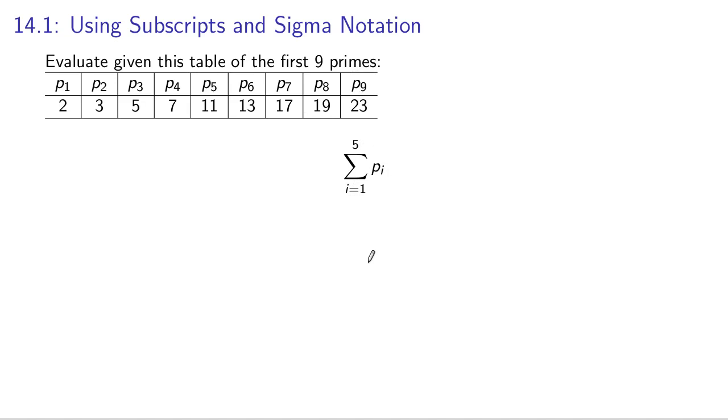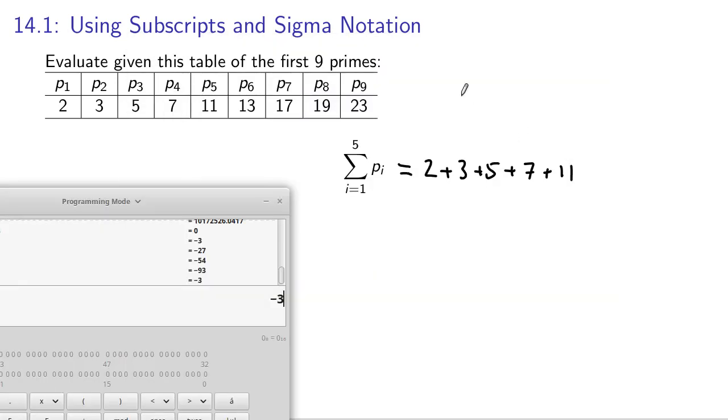So we'll start here with the sum from I is 1 to 5 of p sub I. So that's just adding the first 5 prime numbers: 2 plus 3 plus 5 plus 7 plus 11. So to evaluate, we need to add those up. It doesn't say expand, so we need to pull out a calculator. Expand would just mean expand the sum. Evaluate means actually find the answer. 2 plus 3 plus 5 plus 7 plus 11 gives us 28.